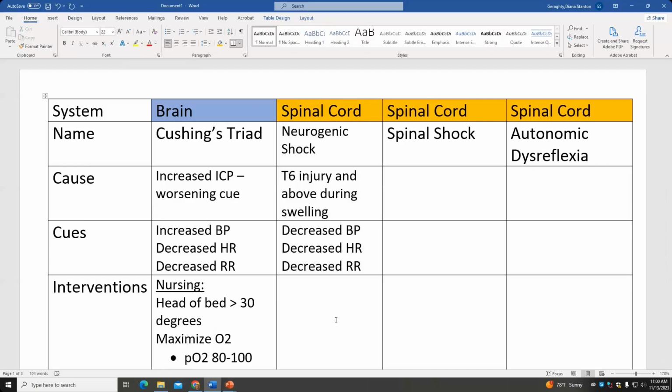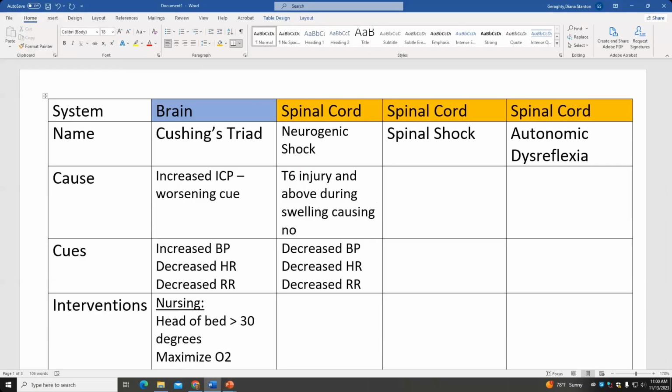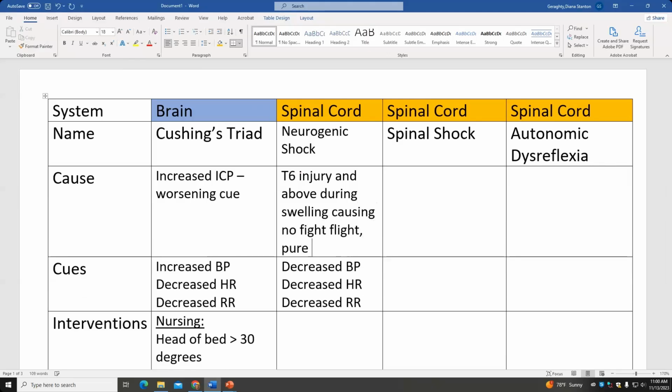T6 injury and above, and that is just during swelling, and I'm going to say causing no white, pure rest, digest. So basically, and you can use whatever words you want. You can change this. This will be a Word document. So if you understand sympathetic and you want to use sympathetic in there, but basically causing no sympathetic innervation and pure on 100% rest digest. And that's why everything's dropping.